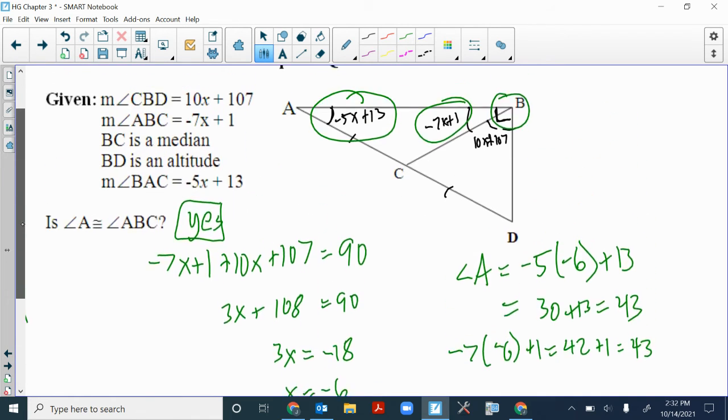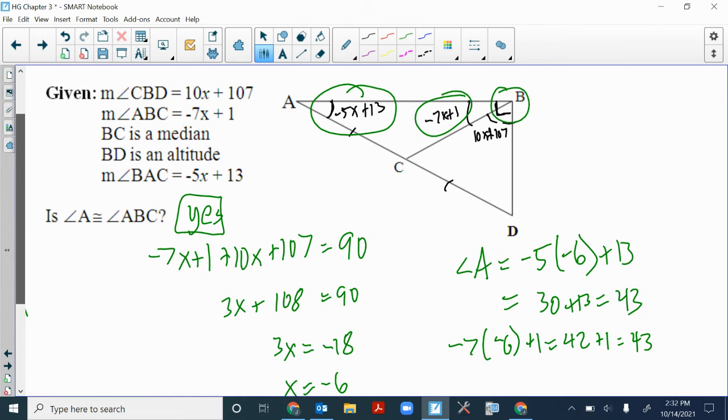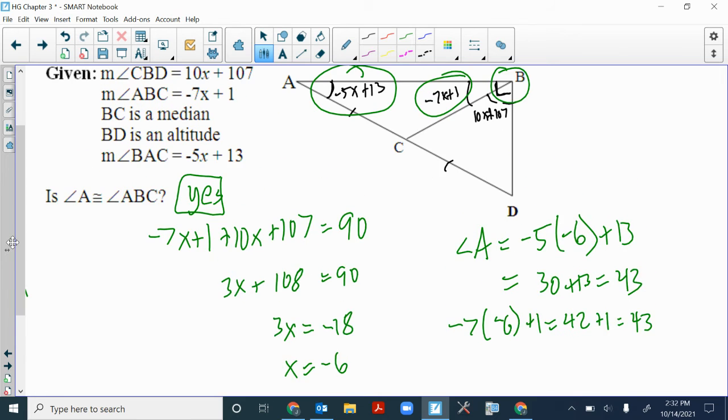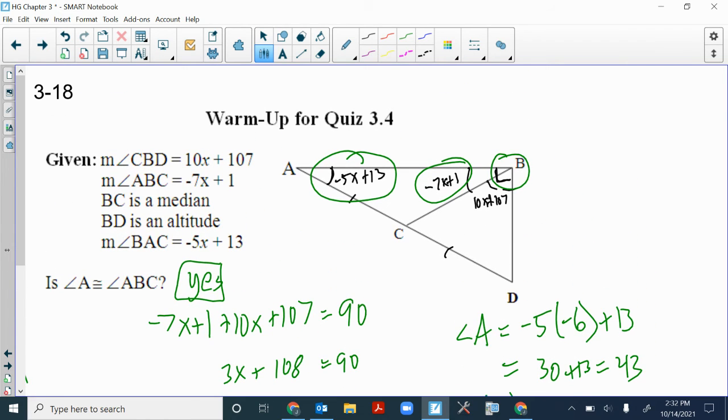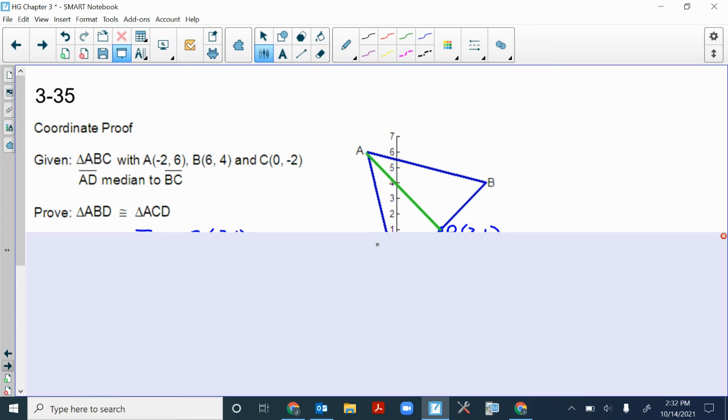So hopefully you did this one on your own, and hopefully you got the same as me. All right, and then the last part of today's notes that I will do with you guys is we're jumping ahead to 3-35, right near the end of your packet. And this one we're going to do a little bit of a coordinate proof. Now with coordinate proofs, it's dealing with a coordinate plane, lots of distance formulas, lots of slopes possibly.